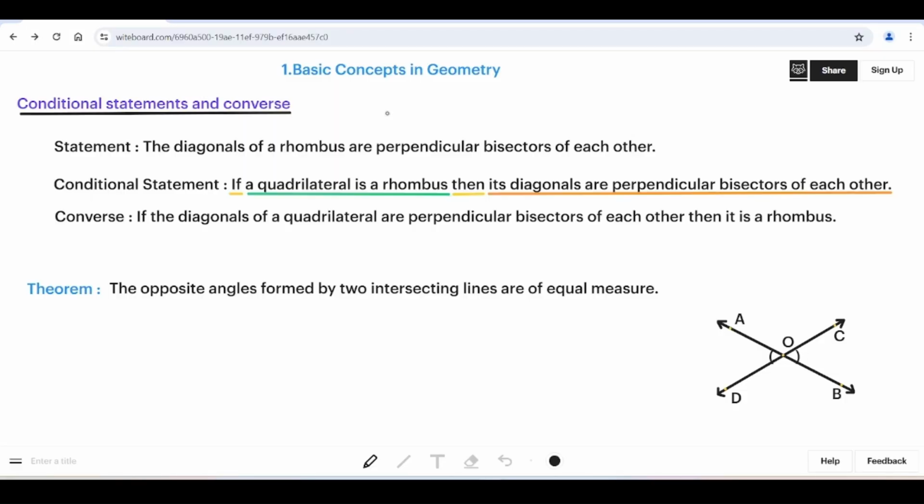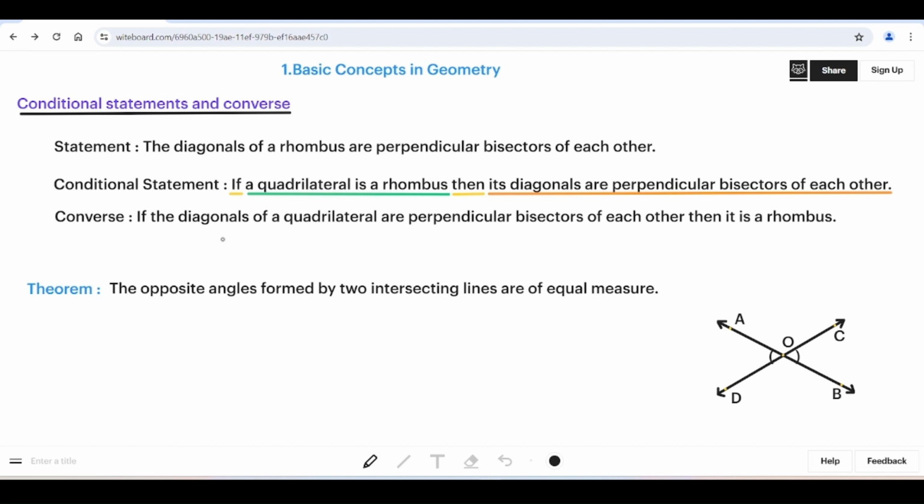Hi guys, welcome to Mathematics Squared. In part 3 of Basic Concepts in Geometry, first chapter of class 9, today we will see conditional statements and converse and theorems and their proofs.